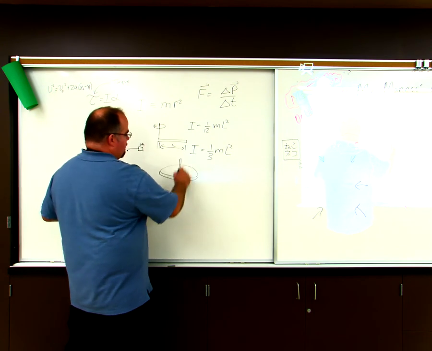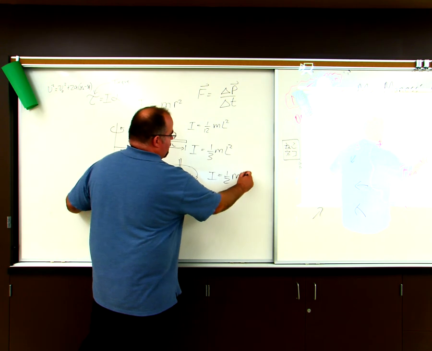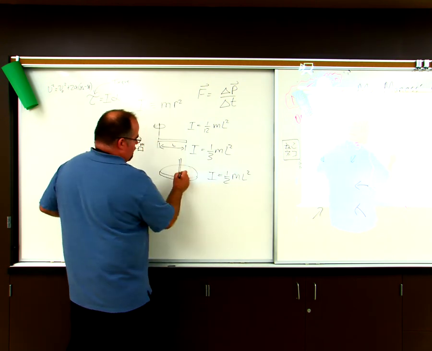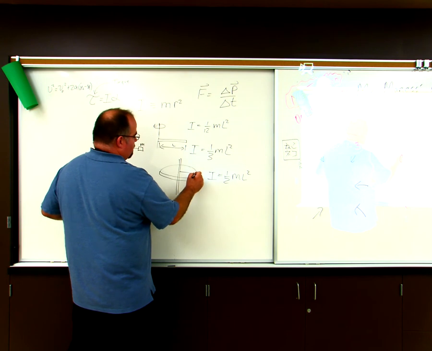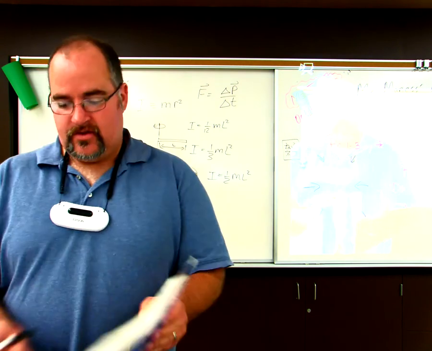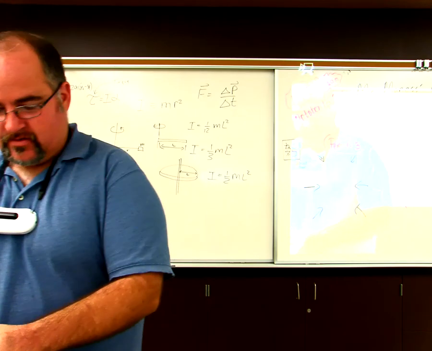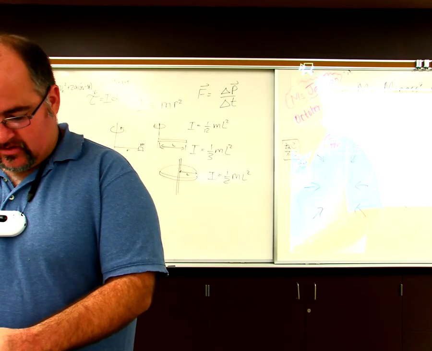I believe for the disc, I equals 1/2 m r squared. The coefficient changes with the object, right? Yes. You would use an integral to find it, so you would need to do calculus. But there's a table in the book. I'll tell you what page it's on, and let me double check the disc.